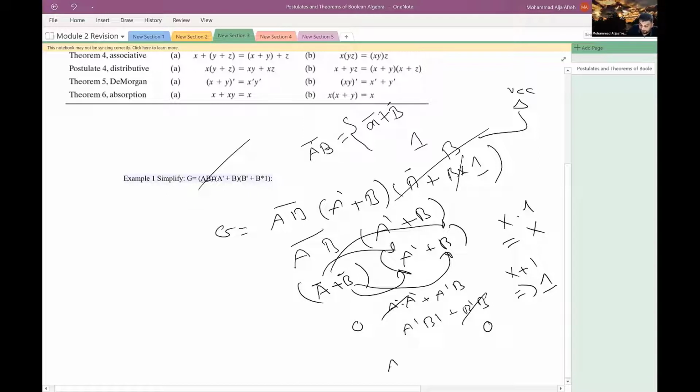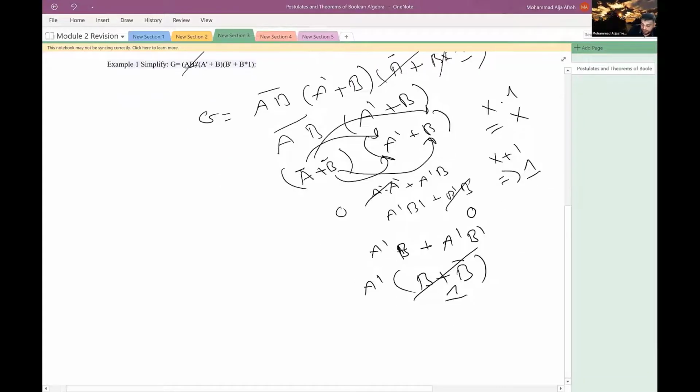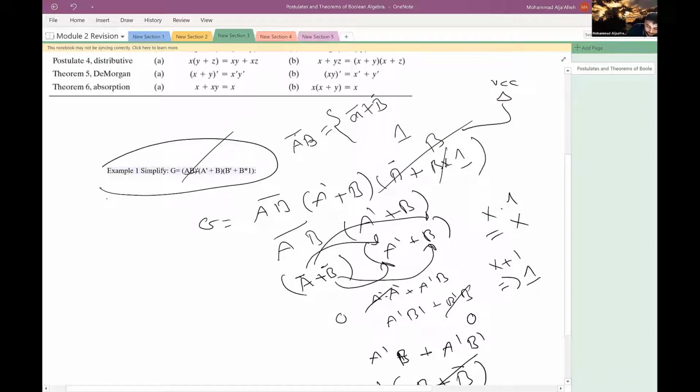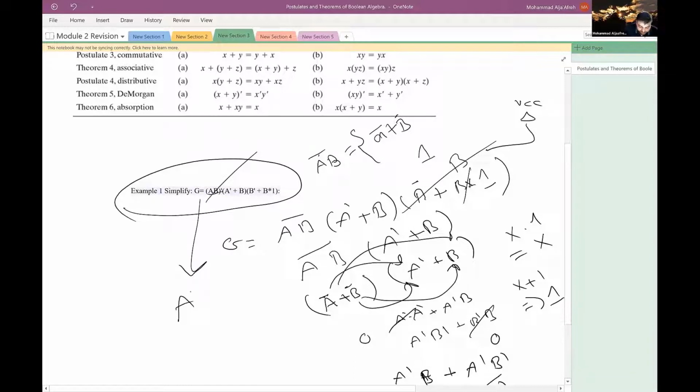So I have here A prime B plus A prime B prime. So what I have to do is take A prime as a common factor. I will get B plus B prime. This can be replaced by a 1. And then I'm going to get A prime. So this whole function is being simplified using the postulates here to just one literal, which is A prime.